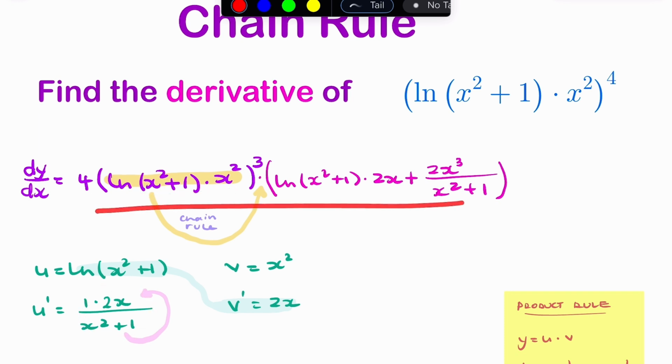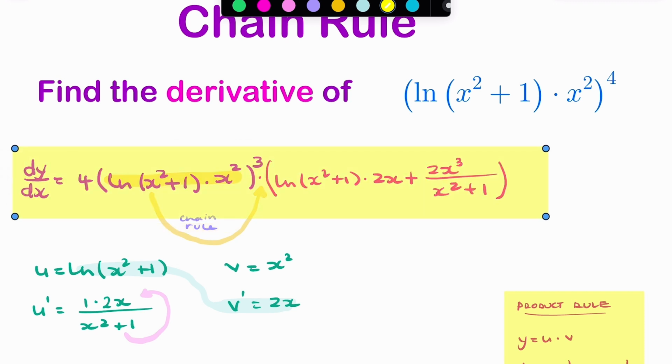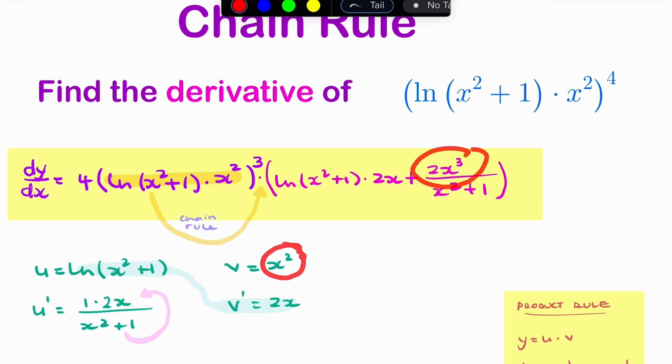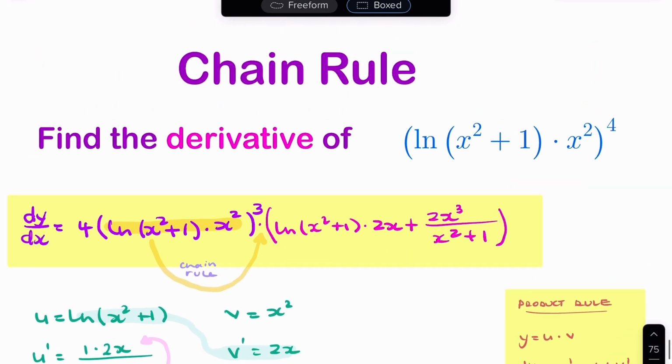So I think that now is our final answer, and we can write that out without any further simplification. I don't think there's anything more we can do. We've already multiplied the x squared by the 2x, so I think you can give your answer like that as the final answer. But make sure you know the product rule, because that won't be given to you in an exam.